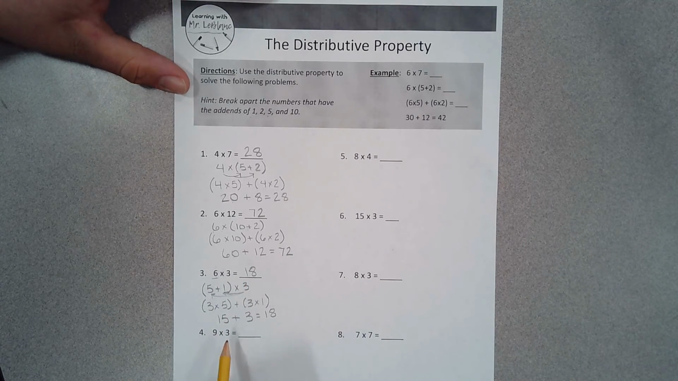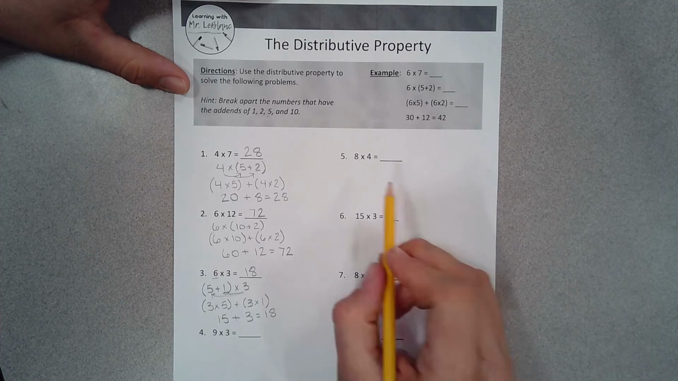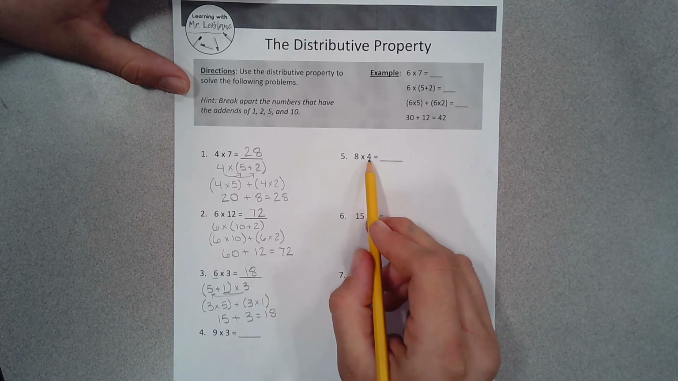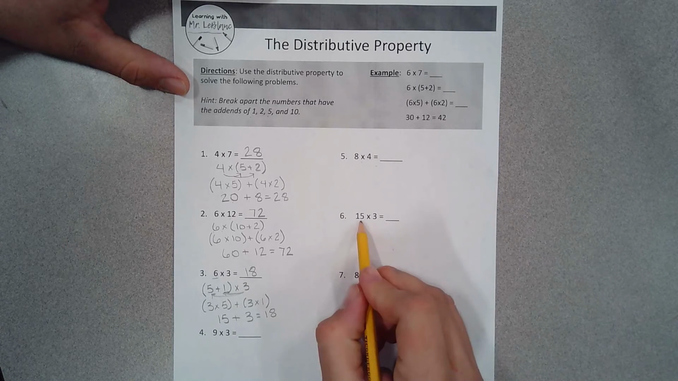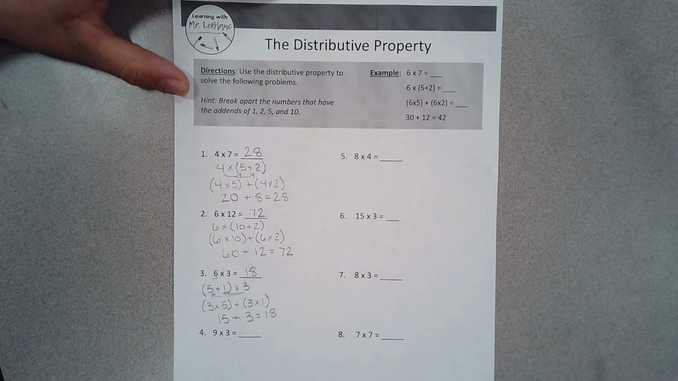And you can continue with this. For number 4, we might want to break up the 3 into 2 plus 1. Here, we might want to break up the 4 into 2 plus 2. 15 into 10 plus 5. Again here, we can do the 3 into 2 plus 1. And again with our 7, break it up into 5 plus 2.